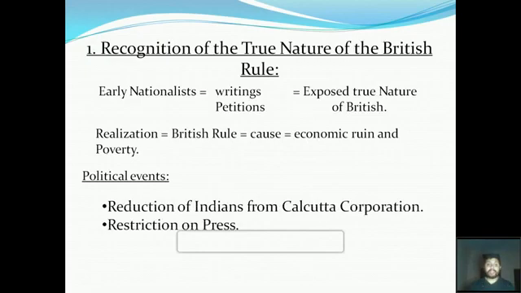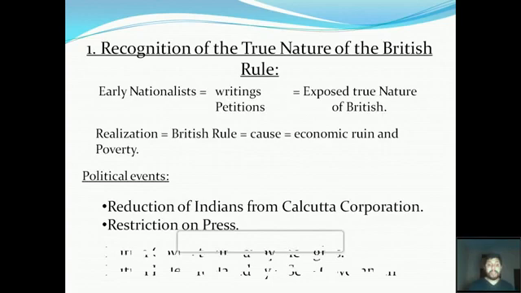See, the reduction of Indians from the Calcutta Corporation. In the Calcutta Corporation, how many Indians were working? Their number was cut short, it decreased. Many educated people became jobless, unemployed. And again, restrictions on the press. That means Indians were not permitted to publish any kind of news against the British.